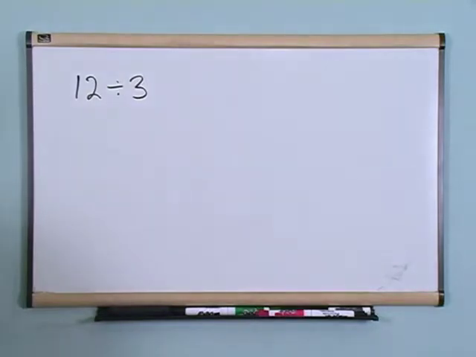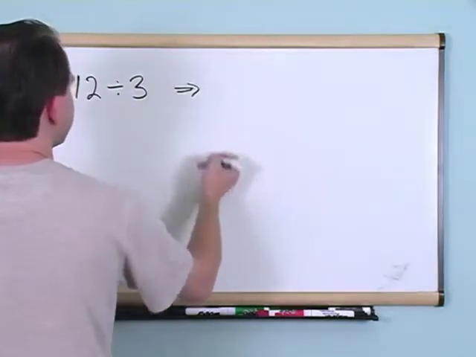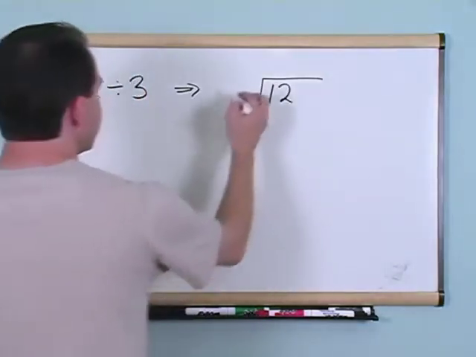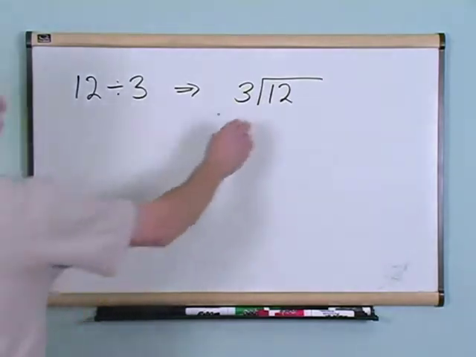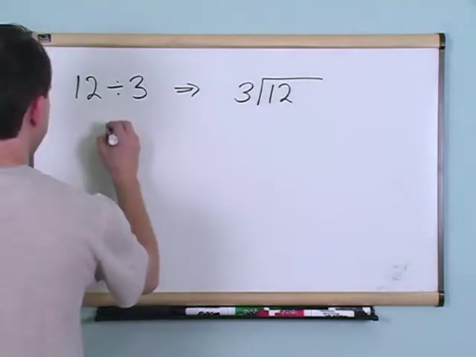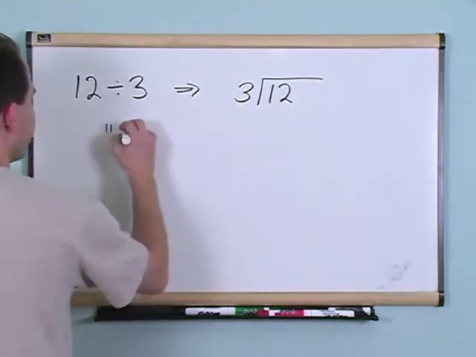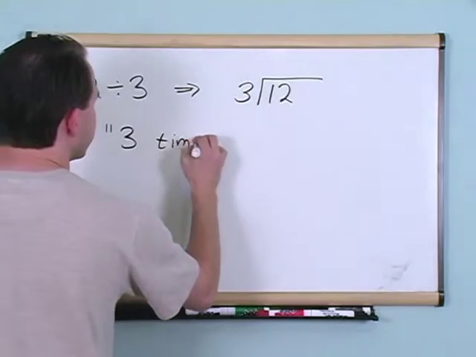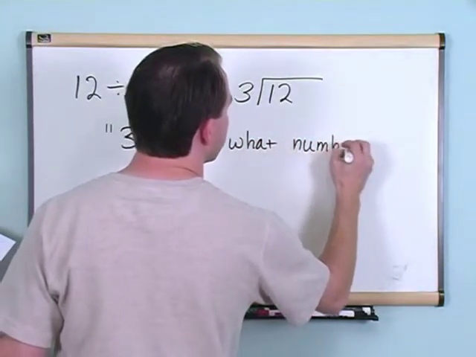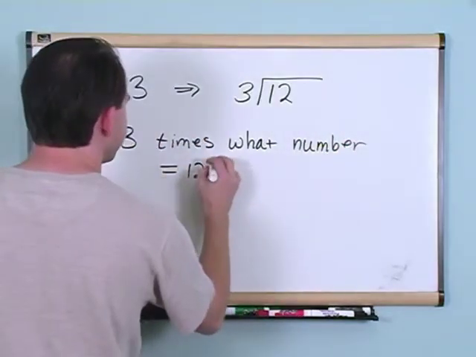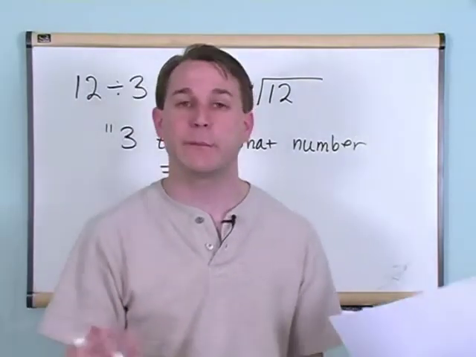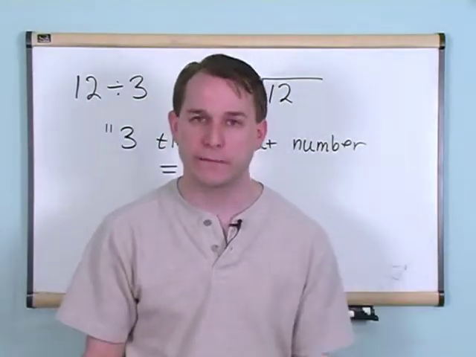Okay, 12 divided by 3. Another way to write this problem is 12, put this division symbol over the top, and you put a 3 out here. So 12 divided by 3, okay? So what this question is asking is, start with this number, 3 times what number is equal to 12? That is going to be the answer to this problem.